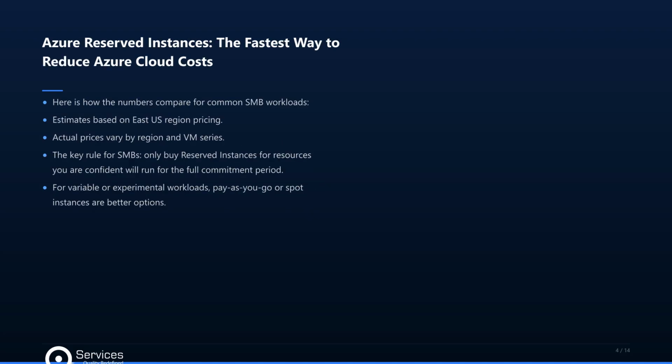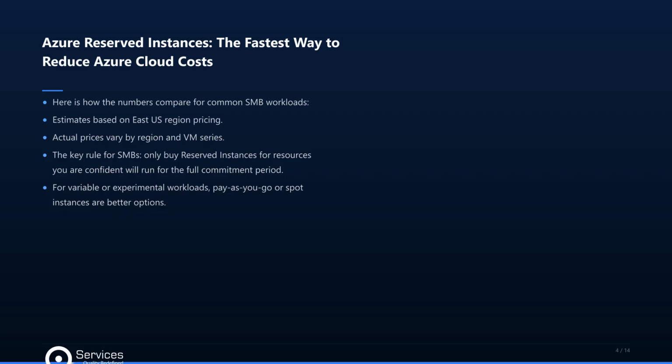Azure Reserved Instances, the fastest way to reduce Azure cloud costs. Azure Reserved Instances, RIs, are 1-year or 3-year commitments to use a specific VM type and region in exchange for discounts of up to 72% compared to pay-as-you-go pricing. For any workload that runs consistently, such as a production web server, a database, or a background processing queue, reserved instances are the single highest impact change you can make to reduce Azure cloud spend.